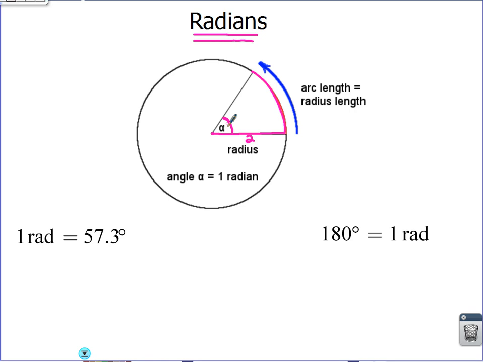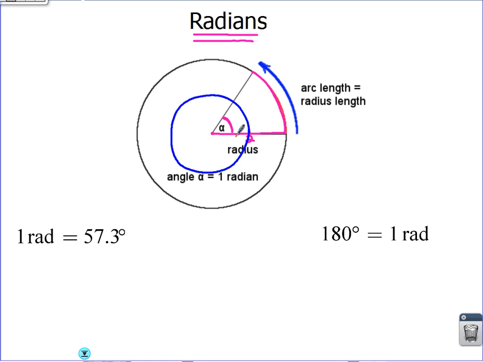And you would think, well, does it not matter? What if it's a bigger circle? Or what if it's a smaller circle? Does it matter? What if my circle was half that size? Let me do it in a different color. What if I had a circle about half that size? Would your radian not be different?